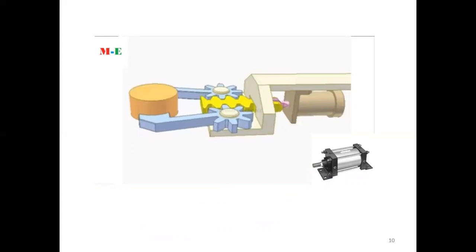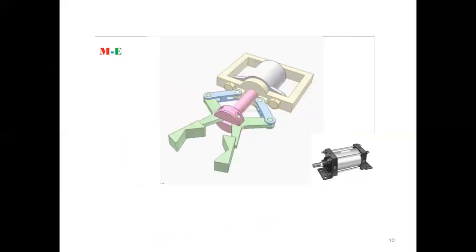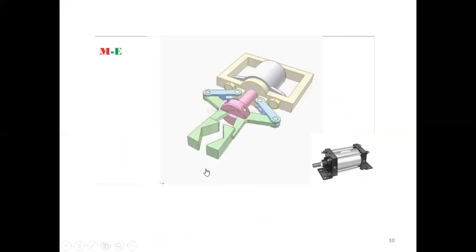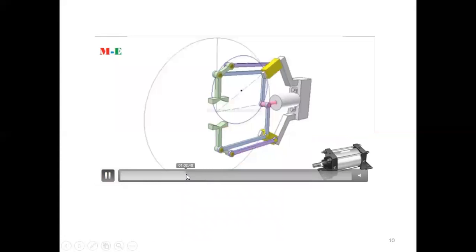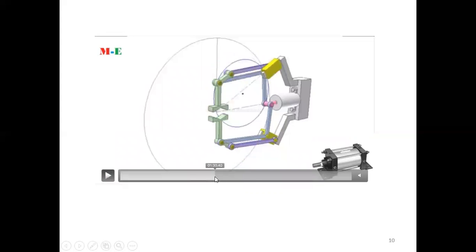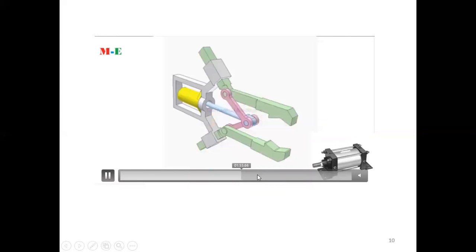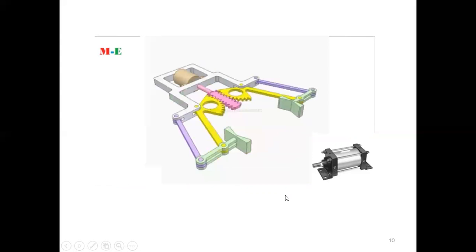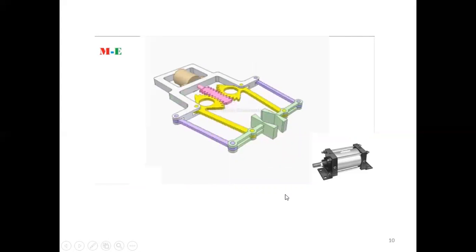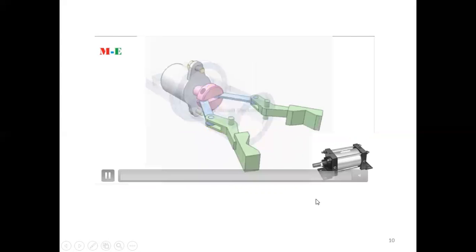The fingers are controlled by a piston type driver, that is a pneumatic driver. So this is also another concept. This is another type of gripper. All the fingers are actuated in a different way, maybe hydraulic or pneumatic.